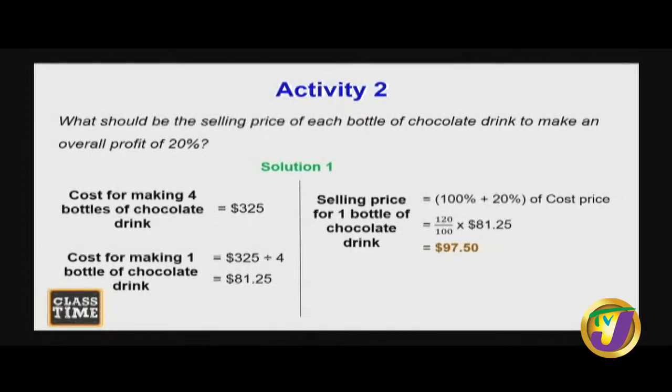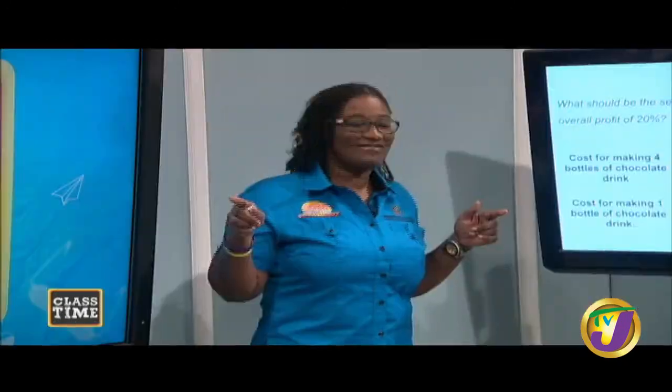There you go, multiplied by $81.25. And so we need to sell each bottle of chocolate drink for $97.50. That doesn't sound bad, man. Not bad at all. But guess what? We have another strategy, don't we? Of course. As we're saying, look here.